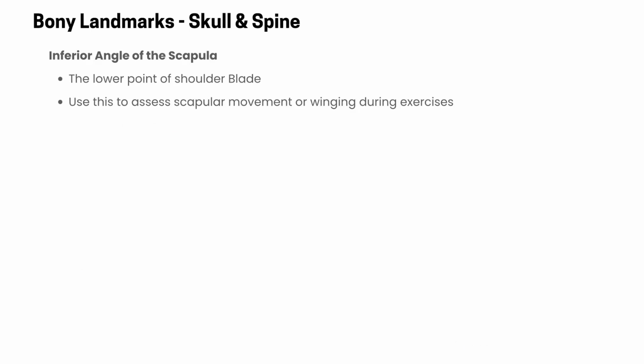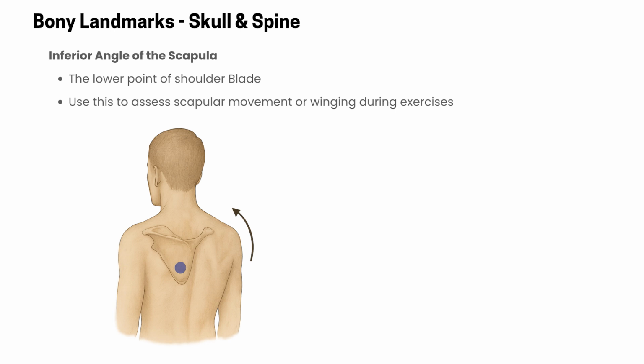Last one is inferior angle of the scapula. This is the lower point of your shoulder blade. We normally use this to assess scapular movement or winging during exercise like arm circles or any shoulder exercises.